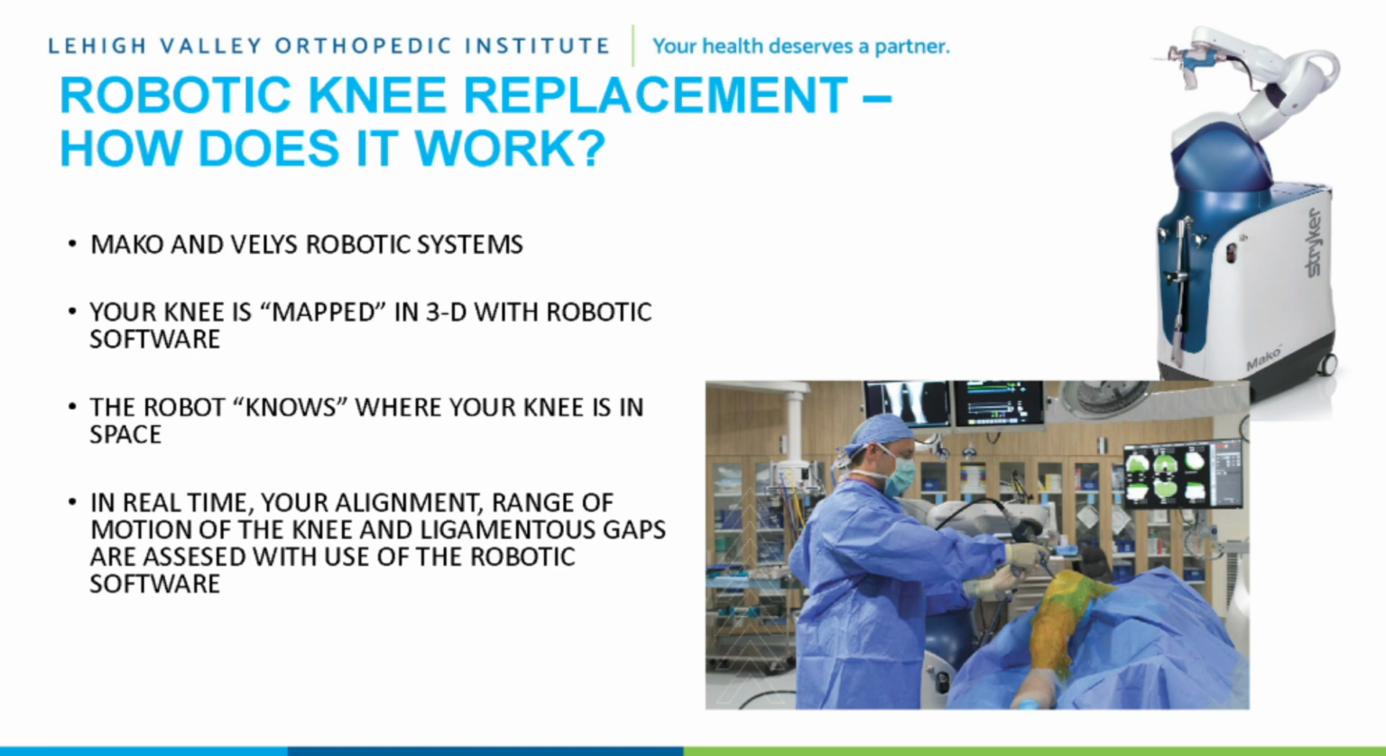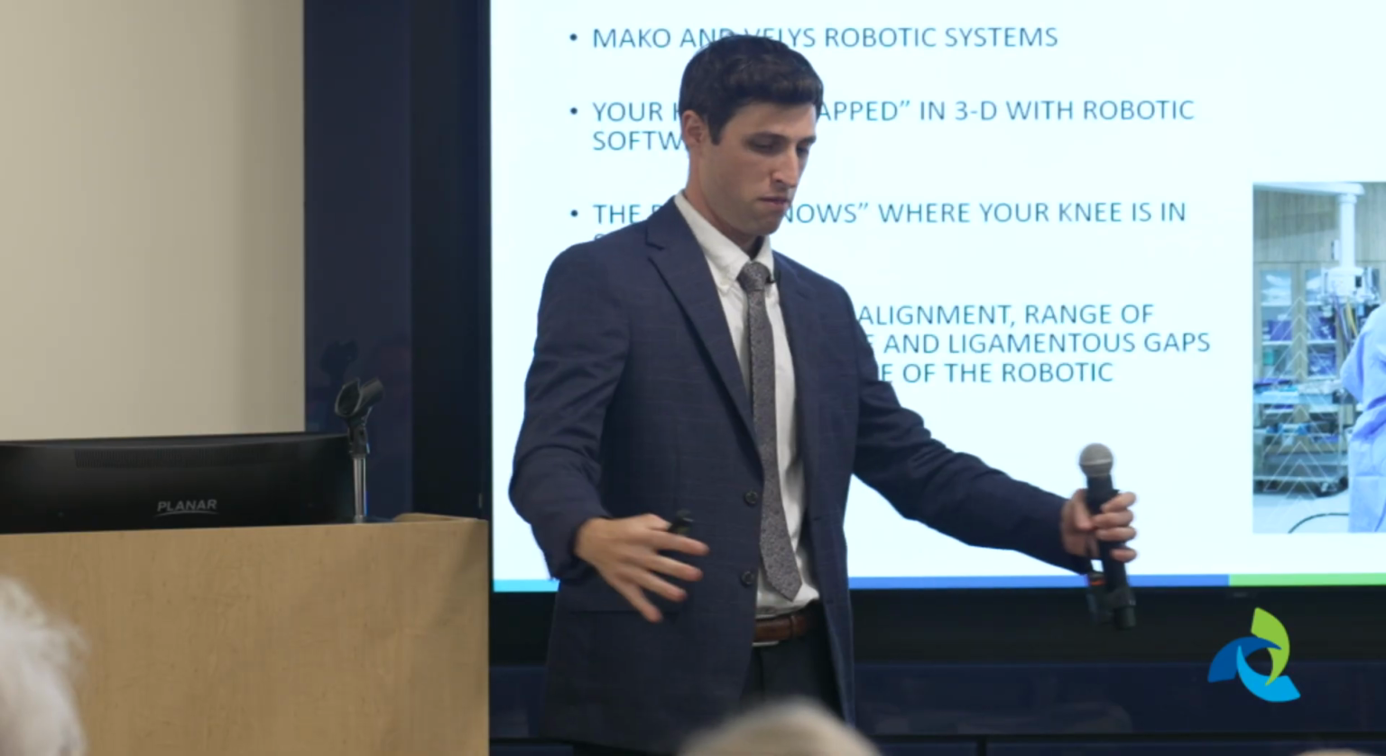So how does robotic knee replacement work? I think robotic surgery is very different across different medical specialties. General surgery, OBGYN, their robotic surgery is very different from how we do it in joint replacement. This picture up in the top right-hand corner is actually what the robot looks like. It's about this tall and about this wide.